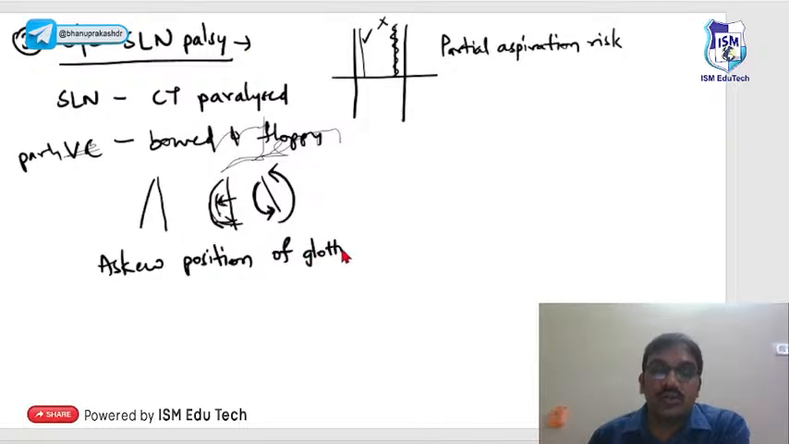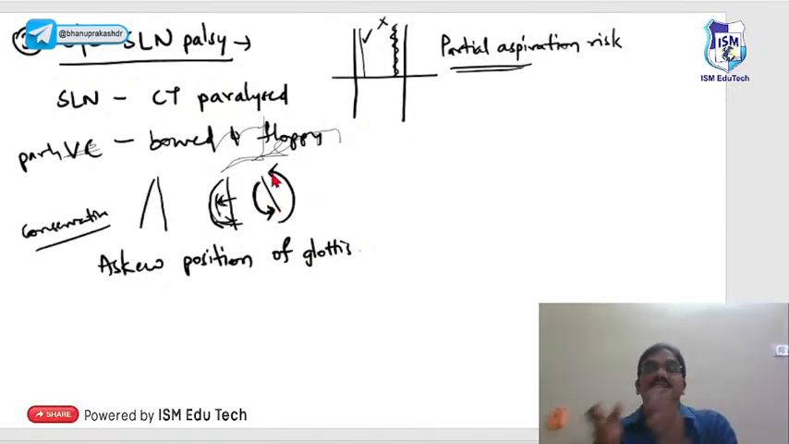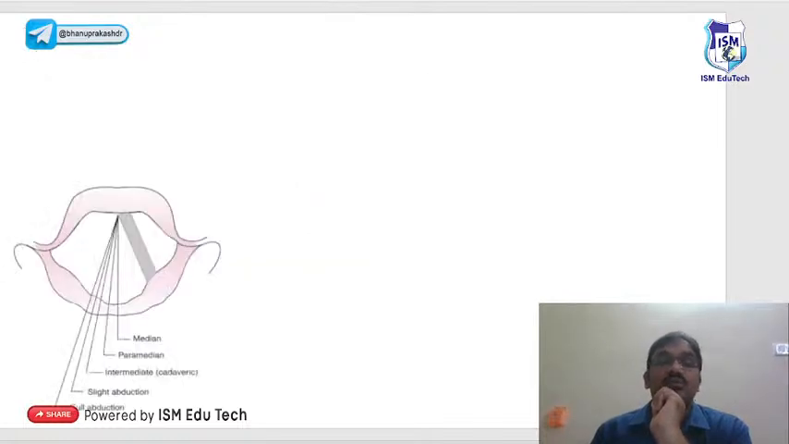Askew position of the glottis. Here the risk of aspiration is low, and the treatment is again conservative only. Wait and watch. The normal cord will slowly compensate the middle gap caused by the bowing from cricothyroid paralysis. But the larynx will be a bit rotated: the anterior part moves towards the paralyzed side, and the posterior moves towards the normal side. If right SLN is paralyzed, this will be the position. If left SLN is paralyzed, this will be the position. So the vocal function will slowly be compensated by the normal cord and become normal. The risk of aspiration is partial. So here, no surgical intervention.